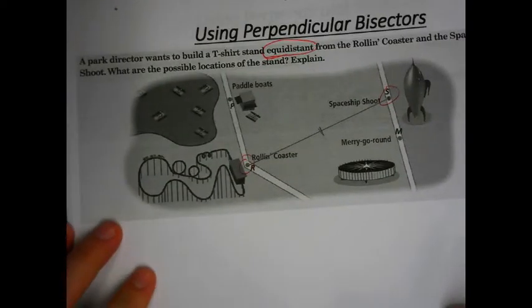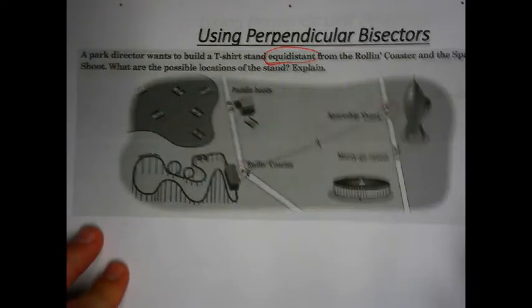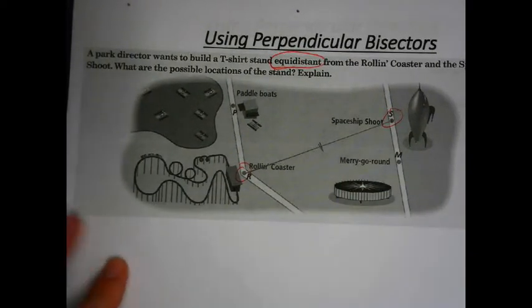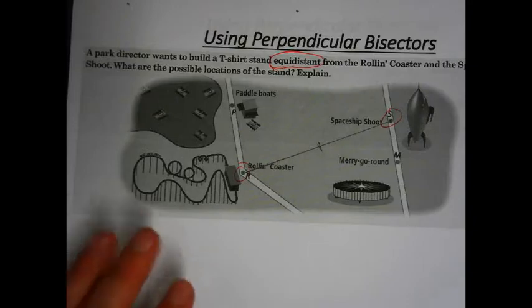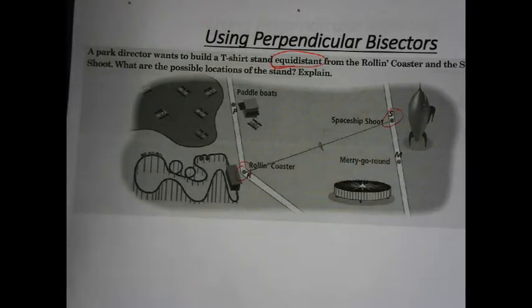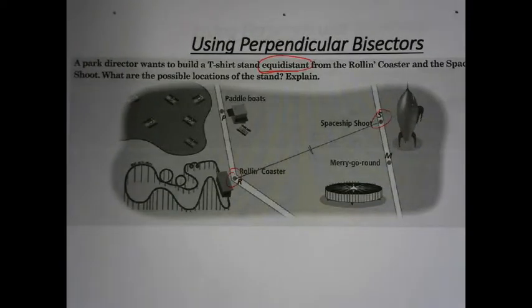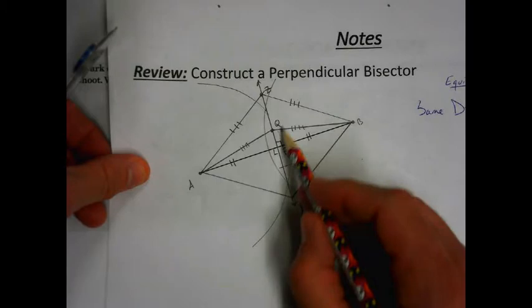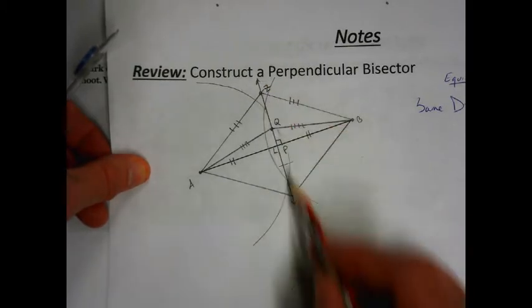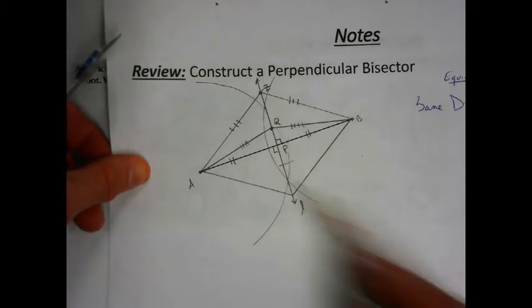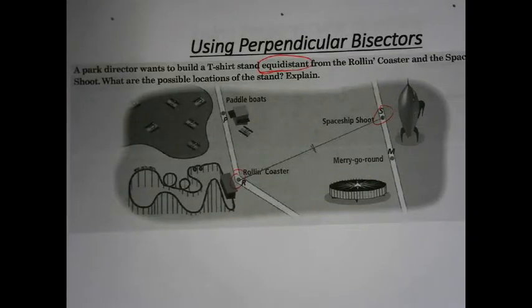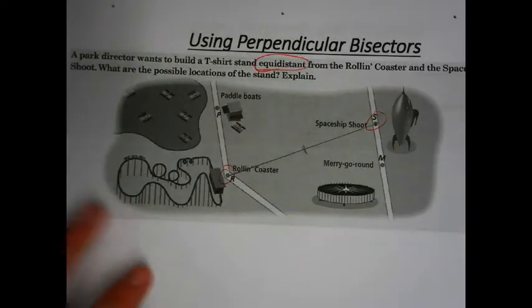But that's not the only location. What if there was a sinkhole there or something, right? What if there was another ride there? That's not the only possible T-shirt stand location. It's anything on that bisector. Remember the construction that we made for the perpendicular bisector. Equidistant is going to be the same no matter where. If it's on that perpendicular bisector, it's going to be equidistant from the endpoints. We have to remember that. So for the T-shirt stand, it could be anywhere.